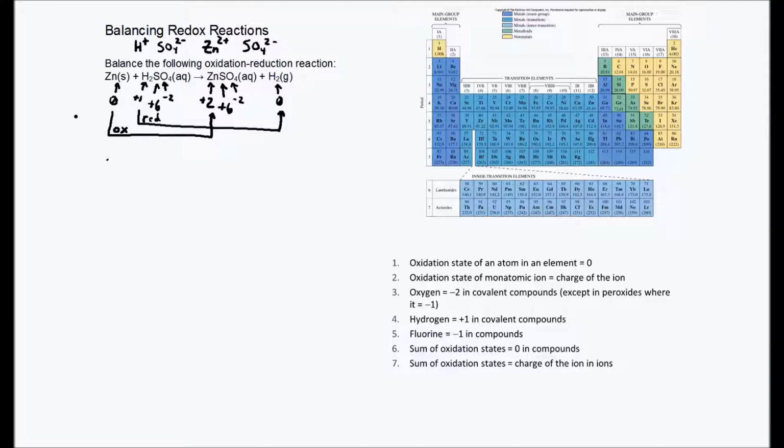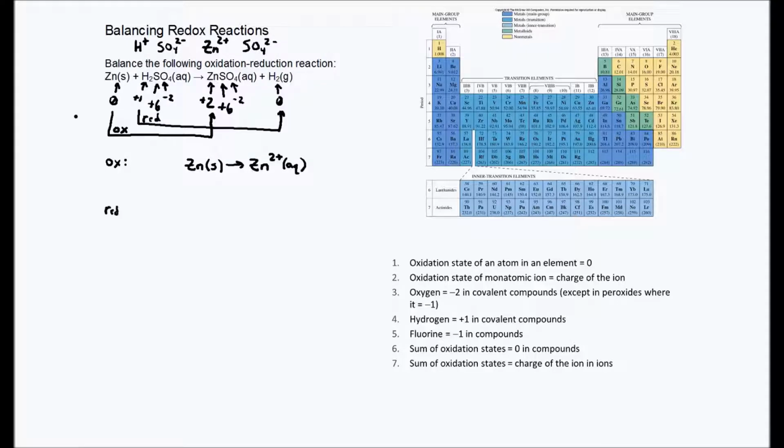So I'm going to start with my oxidation. So you'll see how I do this. I'm starting out with Zn solid, and what's it becoming? It's becoming Zn2+ aqueous. I'm going to put the sulfate back in at the very end, you'll see.